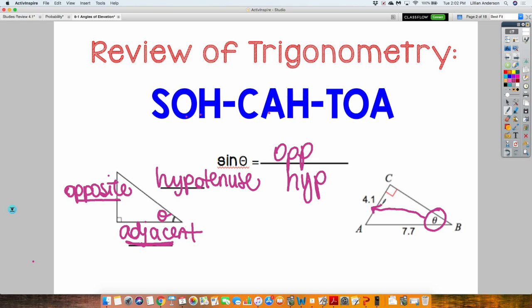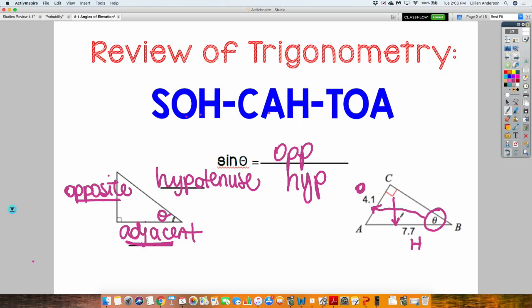4.1, that is our what side? It's our opposite side because it's across from the angle that we're trying to find. The 7.7 is our, careful, it's our hypotenuse. Look at the triangle. The 90-degree angle is opposite of that side. And remember, the hypotenuse is always opposite of the 90-degree angle. So because we have O and H, we are going to use sine to solve this problem. Besides the fact it's in the sine section, I mean, that's how you would do it normally.